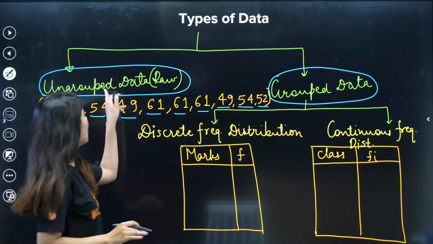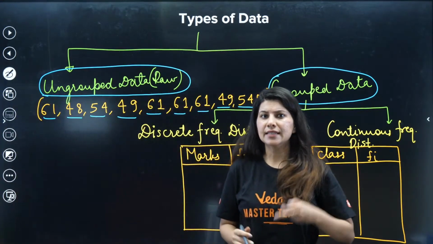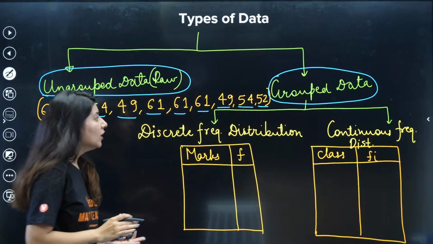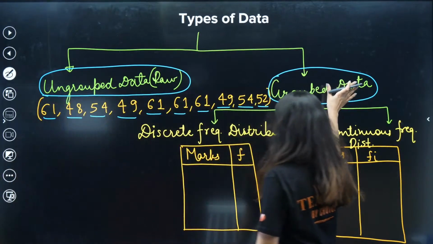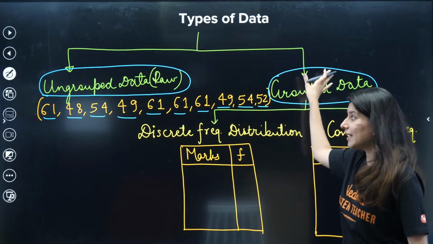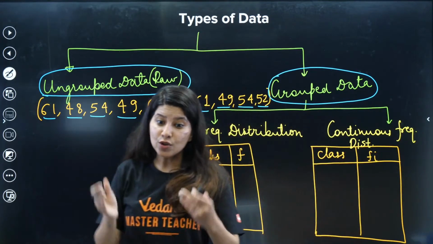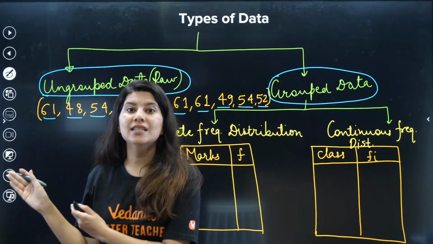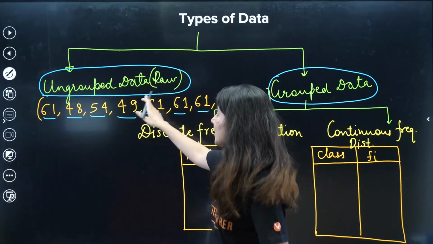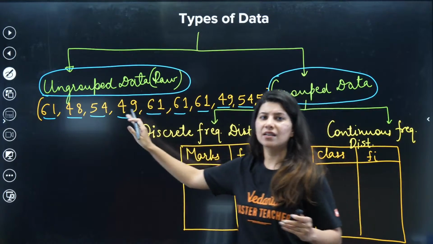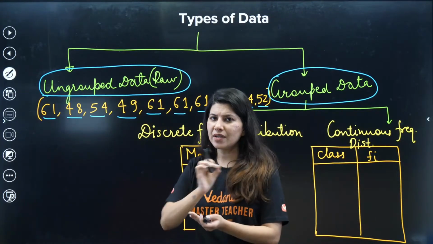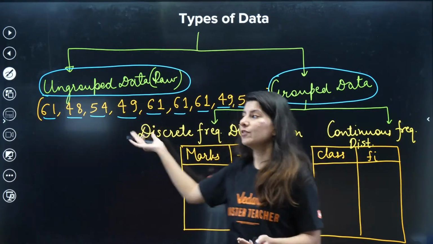Now this is what we call raw data, ungrouped data. Now there is grouped data, right? Grouped data is similar data, but the way of representing is different. Similar data can be represented in many ways. So the first one is ungrouped data, basic. Just take a piece of paper and write down all the marks. This is the information.